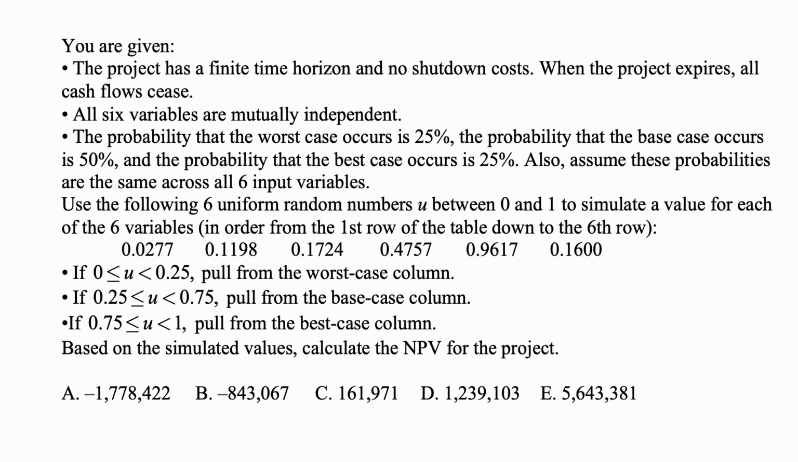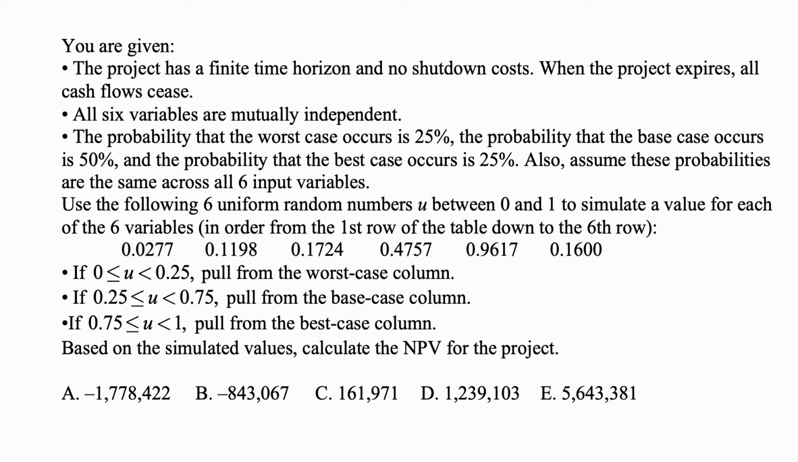You are also given that the project has a finite time horizon and no shutdown costs. When the project expires, all cash flows cease. All 6 variables are mutually independent. The probability that the worst case occurs is 25%, the probability that the base case occurs is 50%, and the probability that the best case occurs is 25%. Also assume these probabilities are the same across all 6 input variables. Use the following 6 uniform random numbers u between 0 and 1 to simulate a value for each of the 6 variables in order from the first row of the table down to the 6th row.